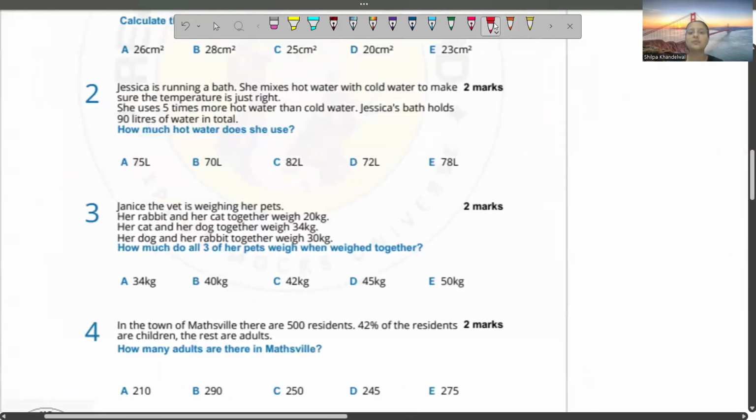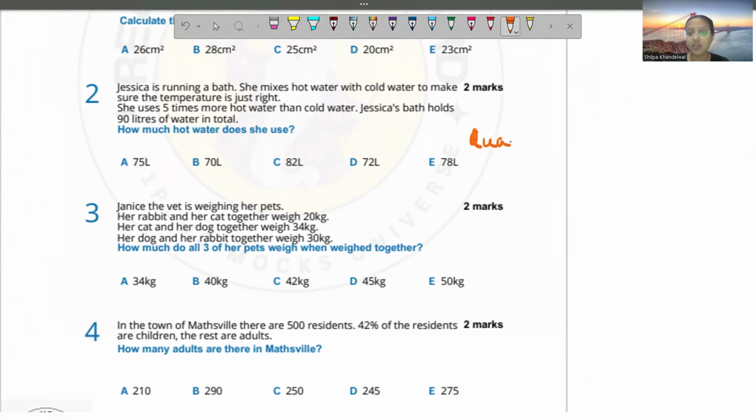So, what we are going to do is assume here that the quantity of the cold water is X. So the quantity of cold water we are going to take as variable X, X liters.